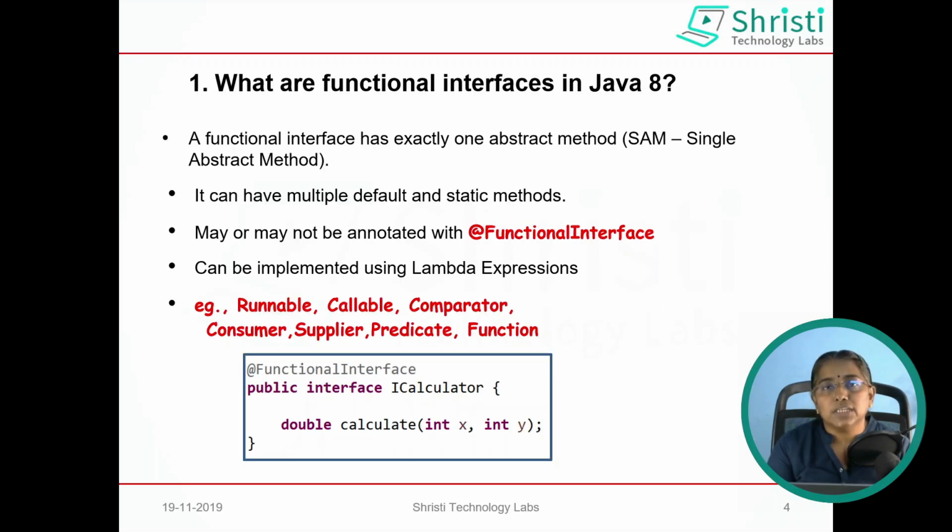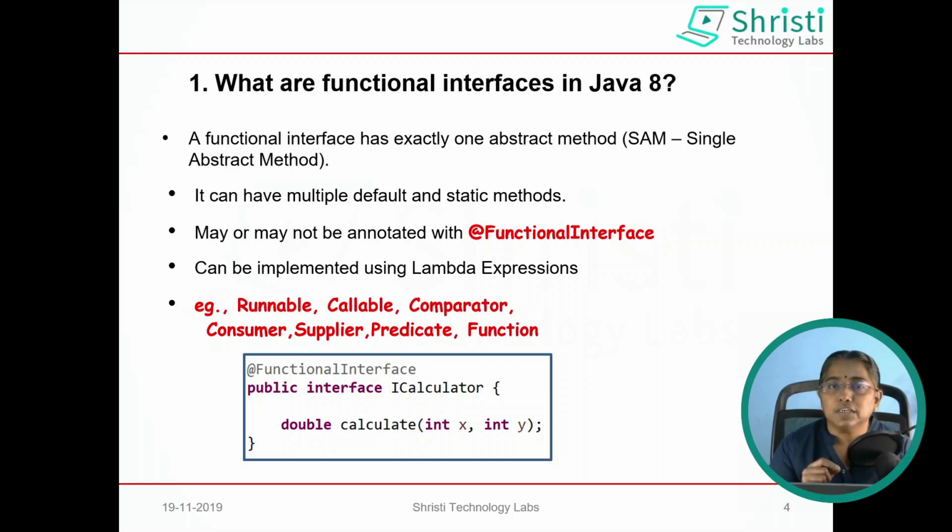What are functional interfaces in Java 8? Functional interfaces are interfaces which have only one single abstract method. They are also called SAM interfaces. Functional interfaces also can have default and static methods. This is an important question which usually you will get in interviews. I also got the same question when I was getting evaluated for a particular corporate.